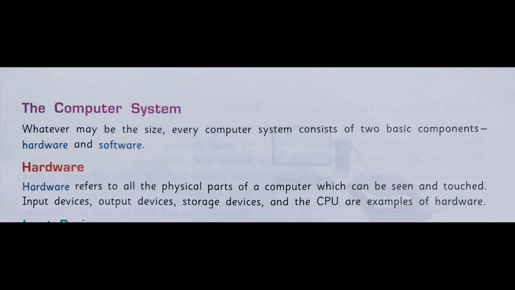Whatever may be the size, every computer system consists of two basic components, that is hardware and software. So what is hardware? Hardware refers to all the physical parts of a computer which can be seen and touched. Input devices, output devices, storage devices and the CPU are examples of hardware.